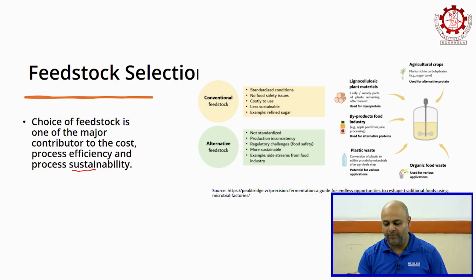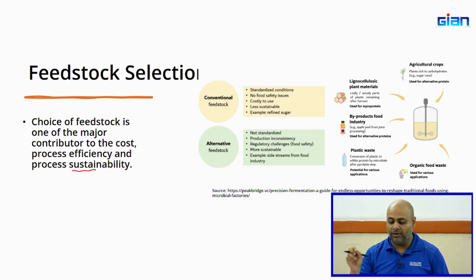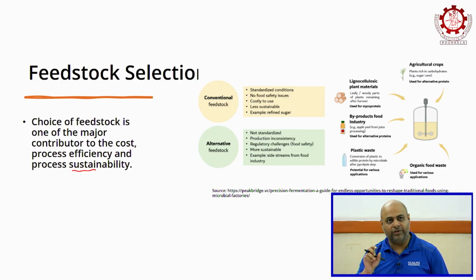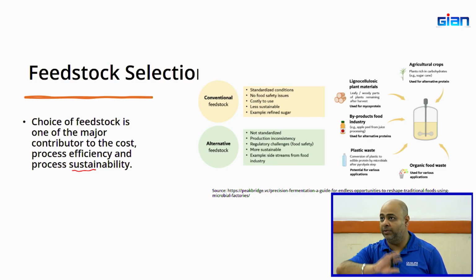Then you have the conventional feedstocks, which are in standardized conditions, so no food safety issues, but they are costly to use and less sustainable. An example would be refined sugar, which is used for the fermentation process. Alternative feedstocks are not standardized. That means food waste is not a standardized feedstock that can be used. It would be different.